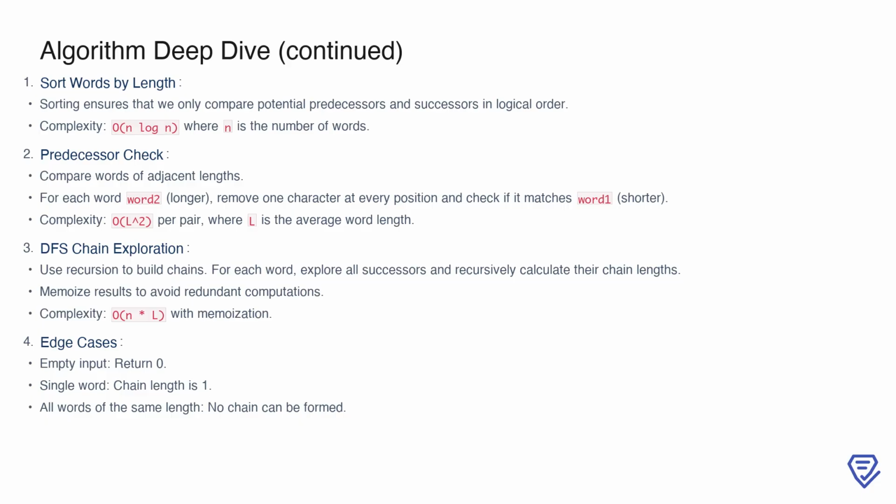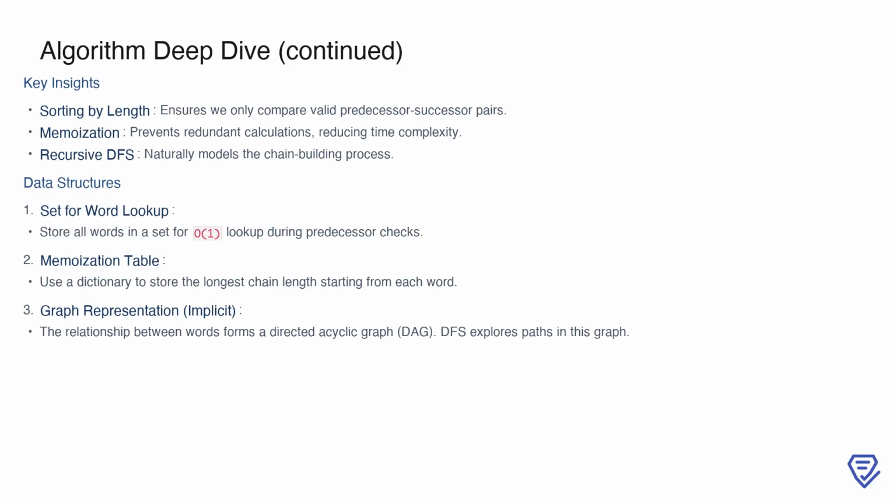Edge cases to consider include scenarios like an empty input, which should return 0, a single word input where the chain length is 1, or cases where all words are of the same length, making it impossible to form a chain. Several key insights make this approach effective. Sorting the words by length ensures that comparisons are limited to valid predecessor-successor pairs.